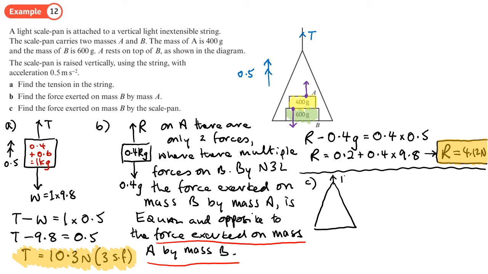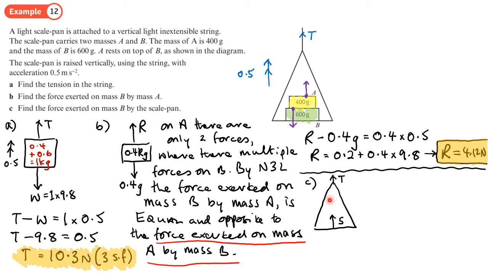So there's our tension here. We want to work out what this is. Let me call that S. This is the force, so we don't need to swap this one around. This is the force that the steel pan is exerting on mass B. This is pushing up into mass B. So basically we just want to work out what this is.